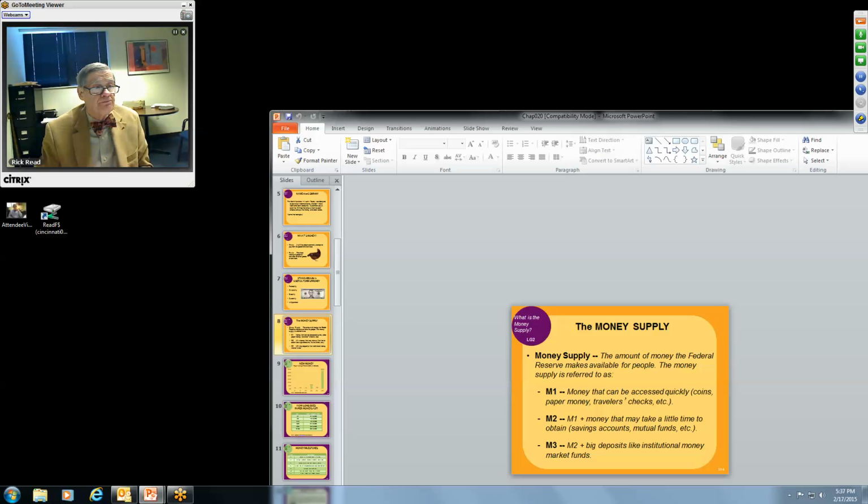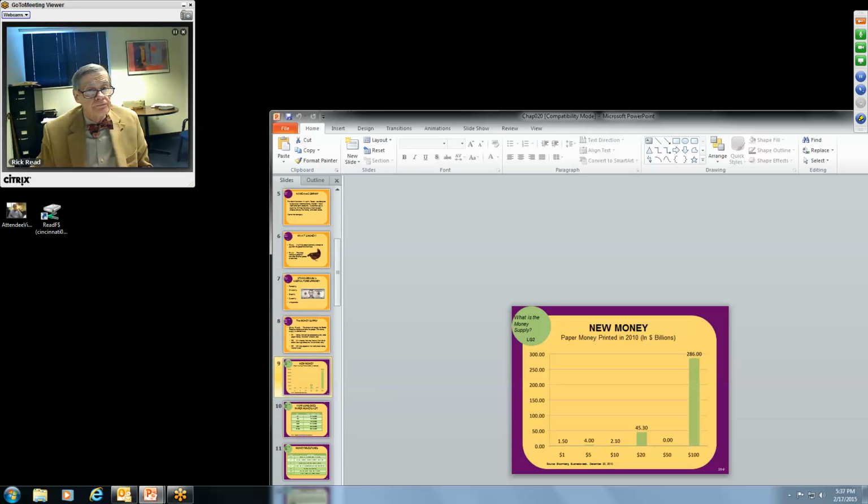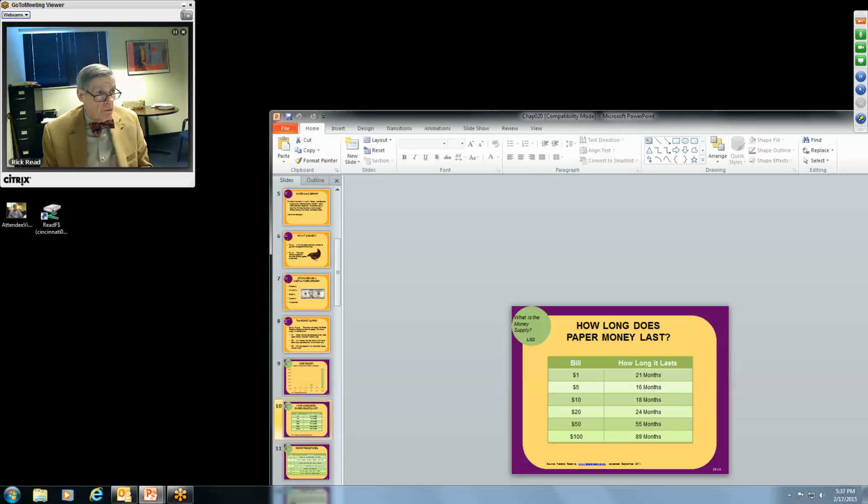This is just a notional slide, talks about paper money printed in 2010 in billions of dollars. And this is what I've talked about before, how long a particular piece of currency, again, folding currency, lasts. It gives you an idea. $100 bills last over 7 years.